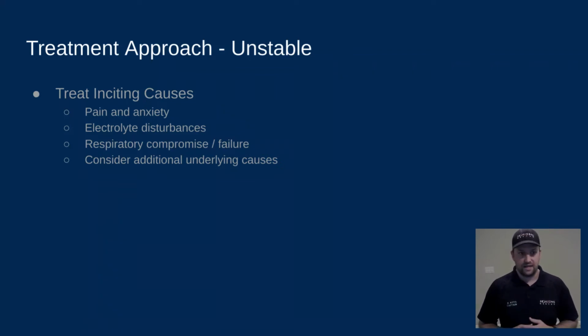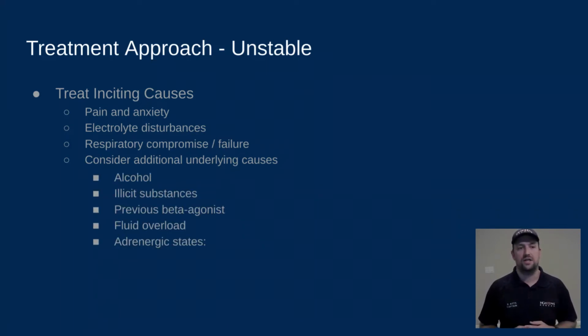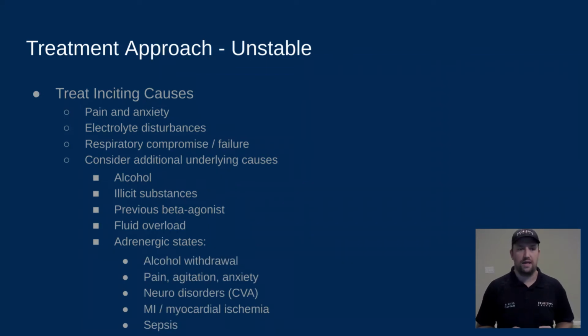So pain and anxiety, electrolyte disturbances, respiratory compromise or failure like hypoxia, hypercapnia. Consider additional underlying causes such as alcohol, illicit substances, meth, cocaine, etc., previous beta agonist, fluid overload, some adrenergic states such as alcohol withdrawal, pain, agitation, anxiety, some neuro disorders such as CVA, seizures, MI or myocardial ischemia, and sepsis.